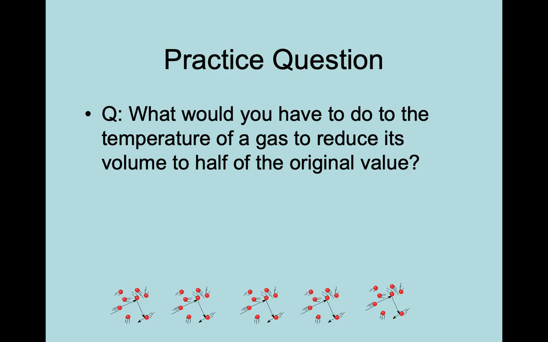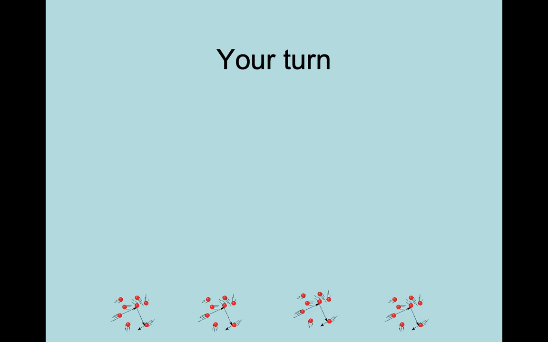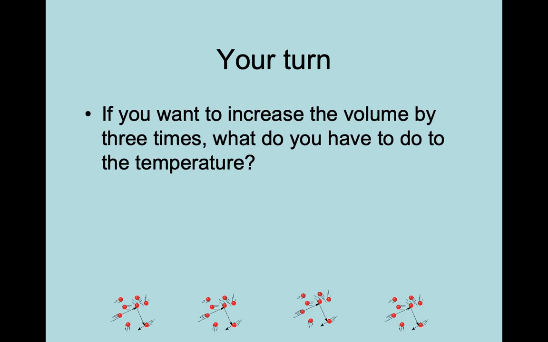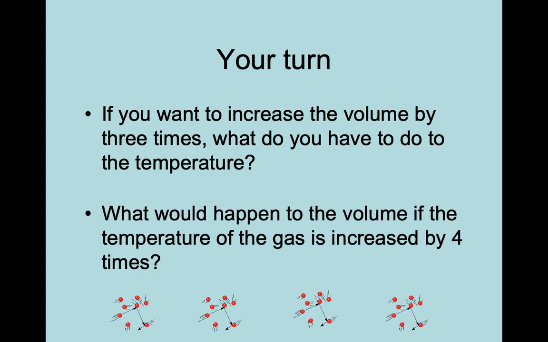Practice question. What would you have to do to the temperature to reduce its volume by half? Obviously, you have to reduce the temperature by half. See? Easy. Next. If you want to increase the volume by 3, what do you do to the temperature? Increase by 3. Hello. If you want the volume to increase by 4, guess what? You have to increase the temperature by 4. Whatever it is, you're increasing it by 4. Easy stuff. Yes? Yes, I thought so.